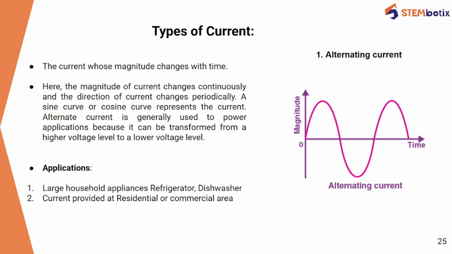Alternating current is generally used to power applications because it can be transformed from a higher voltage level to a lower voltage level. The application of this kind of alternating current you can majorly see in large household appliances like refrigerators and dishwashers. Also, this kind of current is provided at residential and commercial areas.